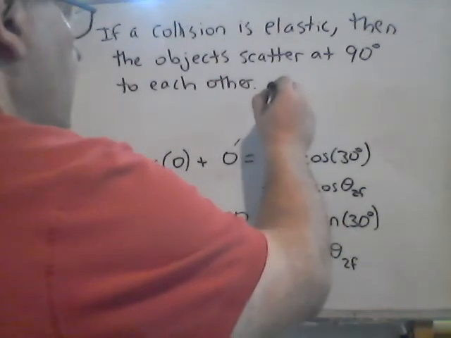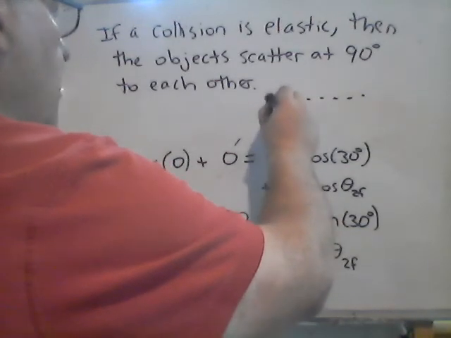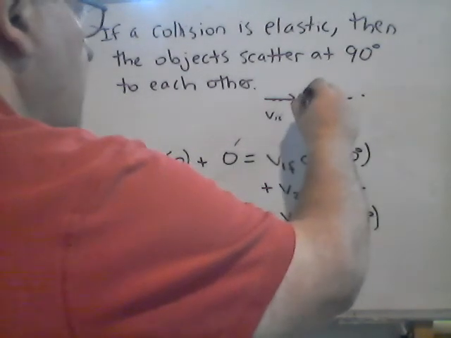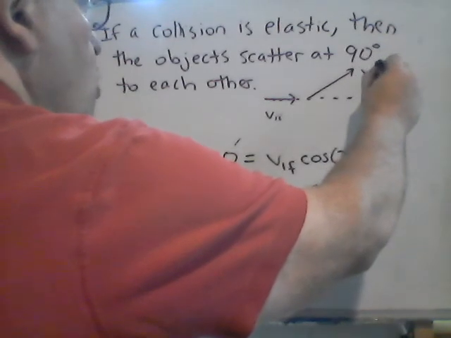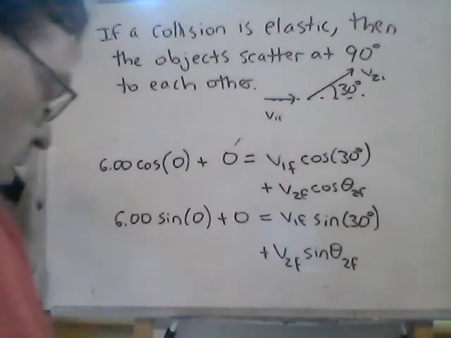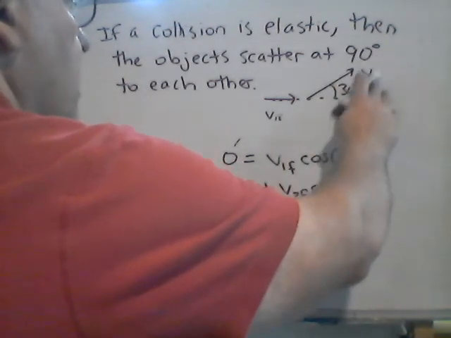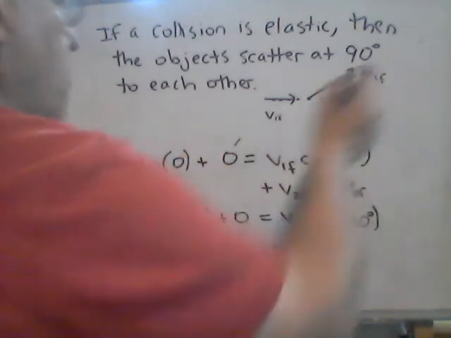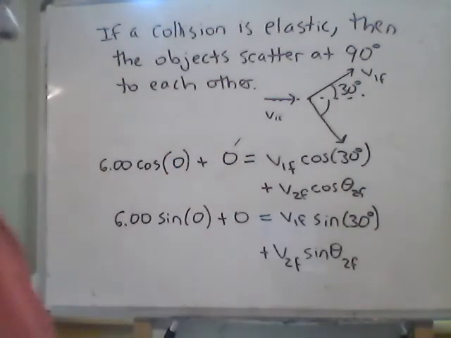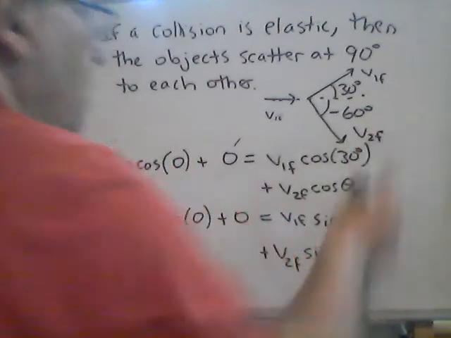So that's the case. That means that if this is my x coordinate, and let's just say, for instance, that my mass 1 was going this way, you know, my V1i, and I said that my V1f was at 30 degrees. Well, 90 degrees would mean that my V2f would have to come out. These two have to add together. So it would come out at negative 60 degrees. V2f. That's the hint that I get.